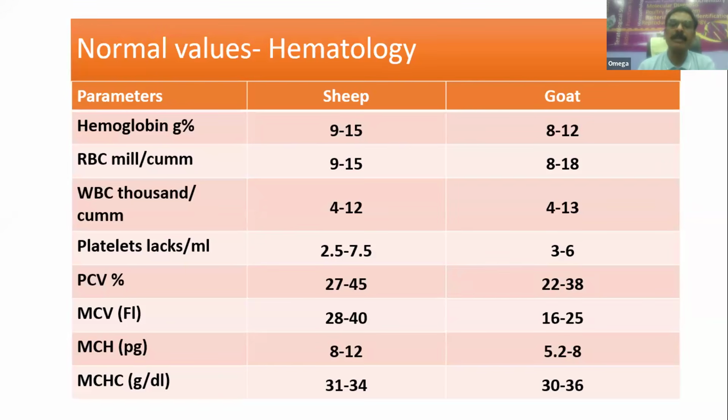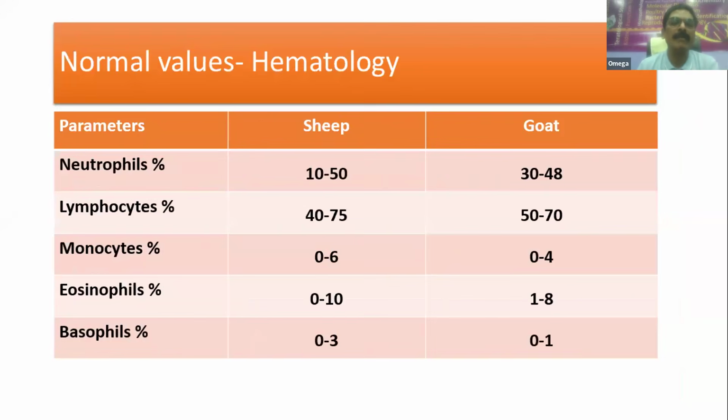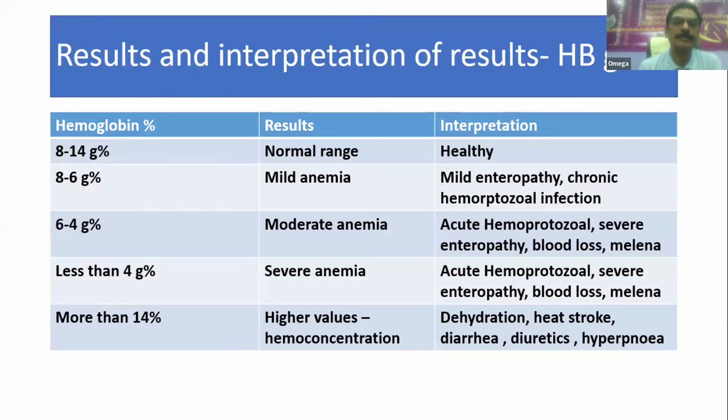Accordingly, for any change in these values, we can correlate different disease conditions. Normal values of hematology, especially the differential count: neutrophils, lymphocytes, monocytes, eosinophils, basophils. These are the general observations or comparisons, values we should have with us for comparison with whatever values we get from our diagnosis.